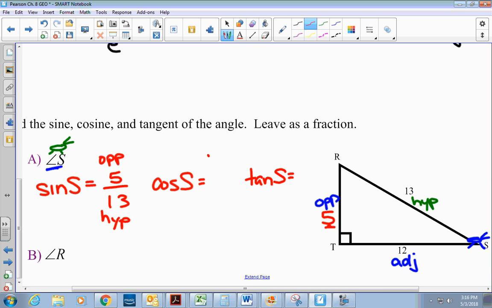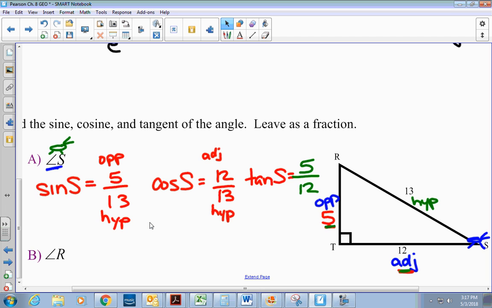Cosine is the adjacent over the hypotenuse. Adjacent is 12. The hypotenuse is 13, and we are done finding the cosine of angle S. Oh my God. Just write down the fraction. That's all we're doing. The tangent of angle S is the opposite over the adjacent. That's all we're doing, and we're done with example A.